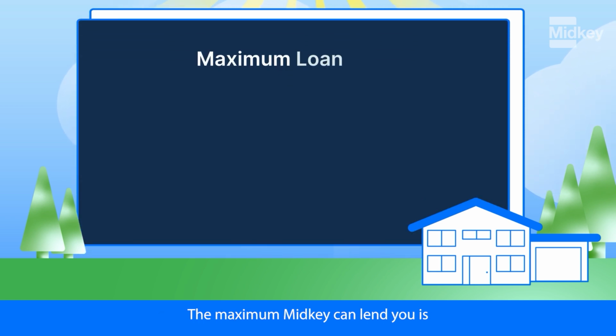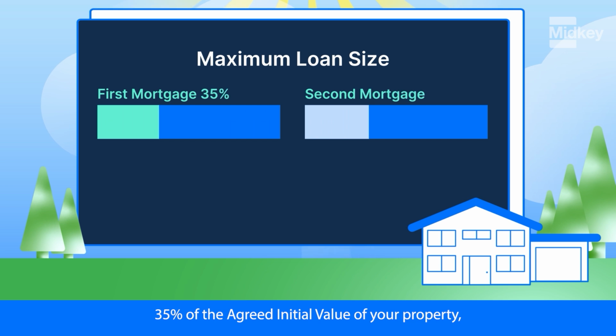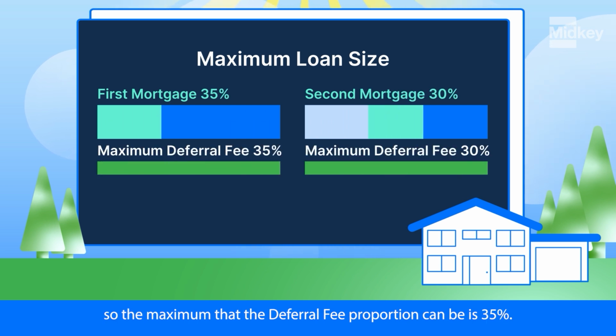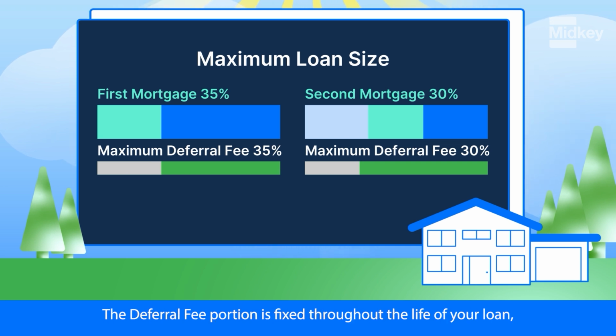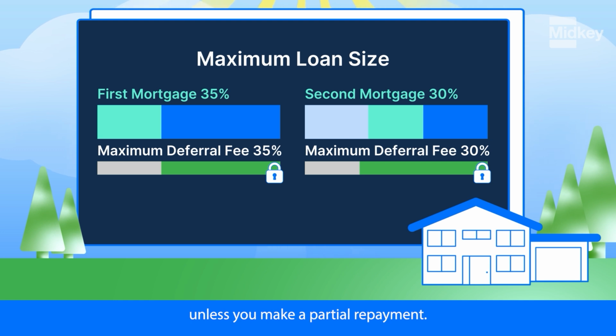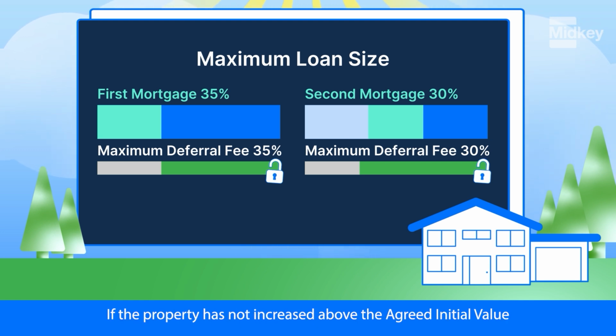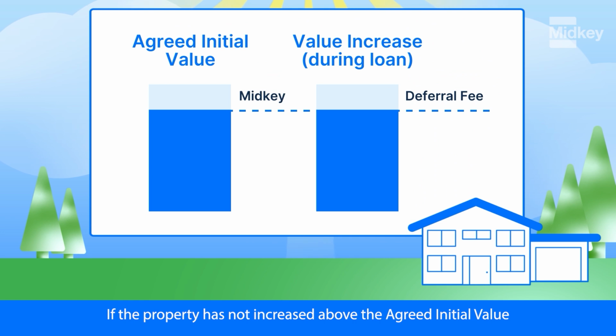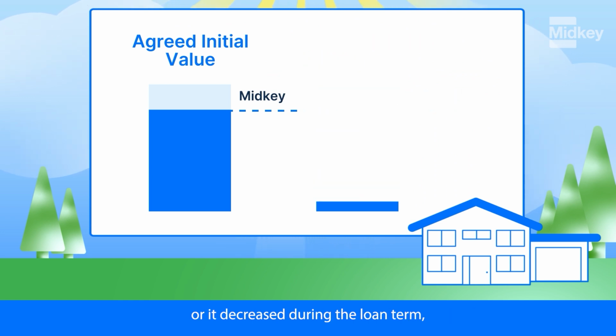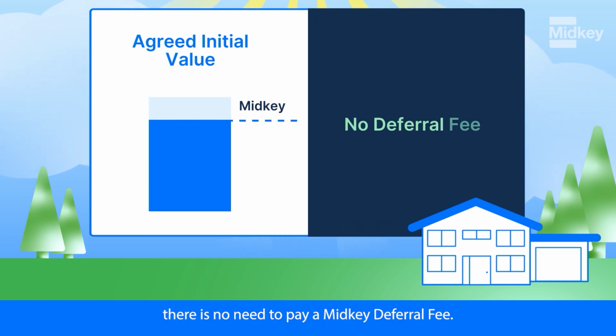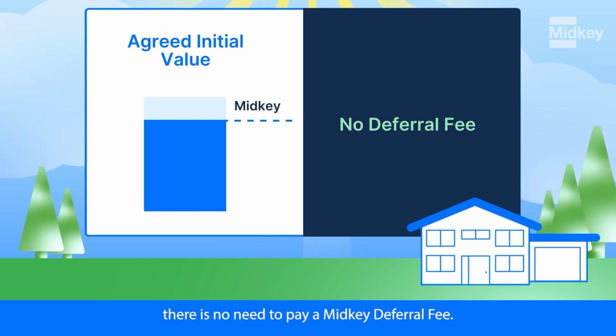The maximum Midkey can lend you is 35% of the agreed initial value of your property. So the maximum that the deferral fee proportion can be is 35%. The deferral fee portion is fixed throughout the life of your loan unless you make a partial repayment. If the property has not increased above the agreed initial value, or it decreased during the loan term, there is no need to pay a Midkey Deferral Fee.